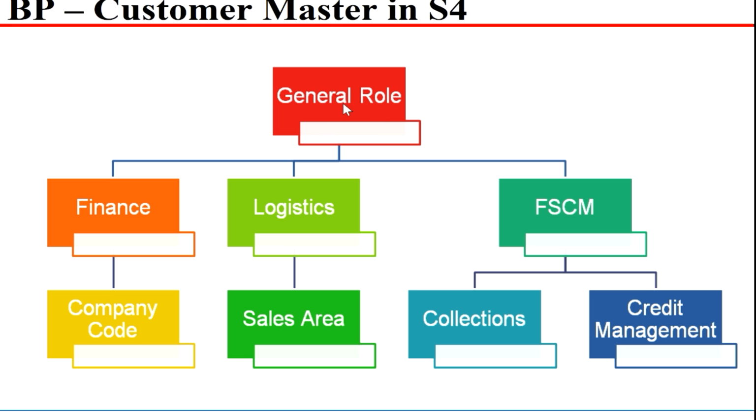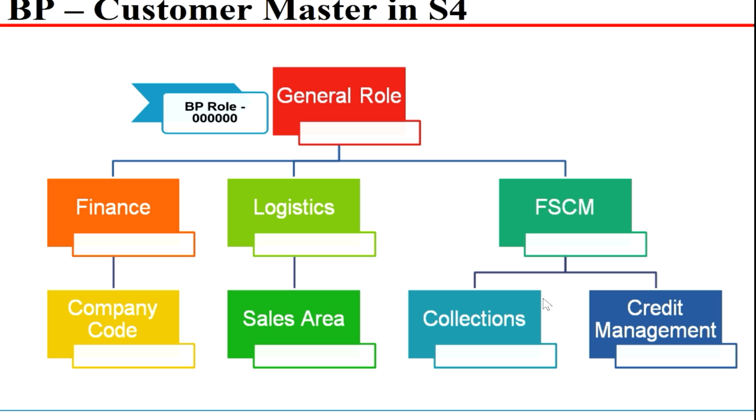General role, and then you have a finance specific role which provides the information to post into a company code. Then logistics, which is order to cash, OTC. Then you have sales area information. This is a separate role. And then you have FSCM, which is used for collection management and credit management.